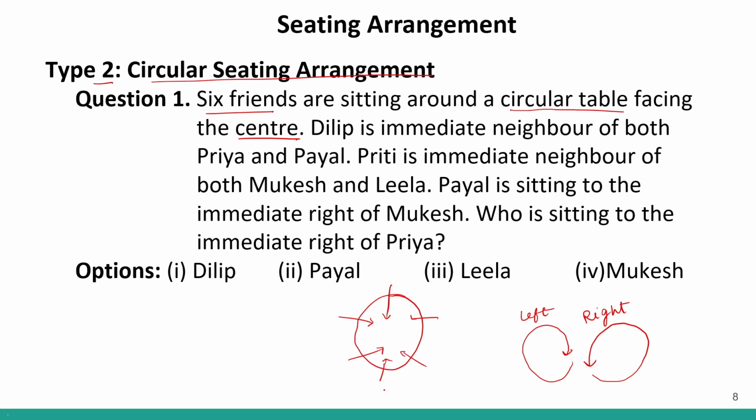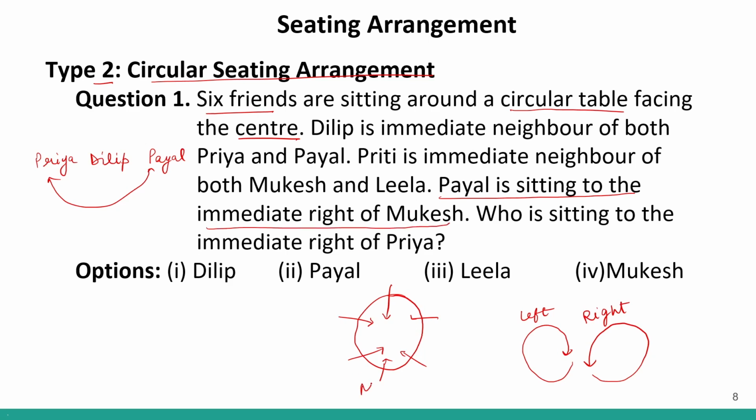Correct? Now, Dilip is immediate neighbor of both Priya and Payal. So basically, Dilip will sit between Priya and Payal, but we don't know where. So these places are interchangeable. Priya can sit over here and Payal over here, or Payal can sit over here and Priya over here. Correct? Preeti is immediate neighbor of both Mukesh and Leela. We cannot use this information currently because we don't know the position of Preeti, Mukesh, Leela, anybody. Now it is given to us, Payal is sitting to the immediate right of Mukesh. We can use this information.